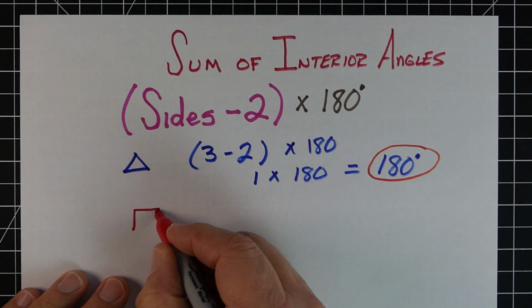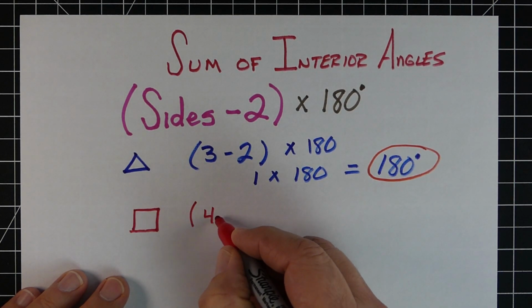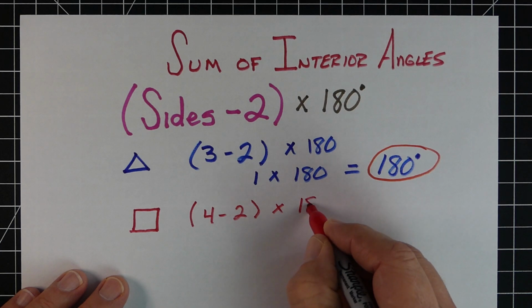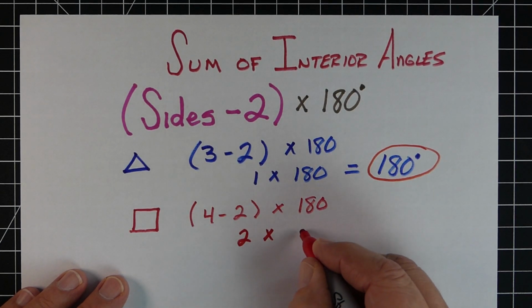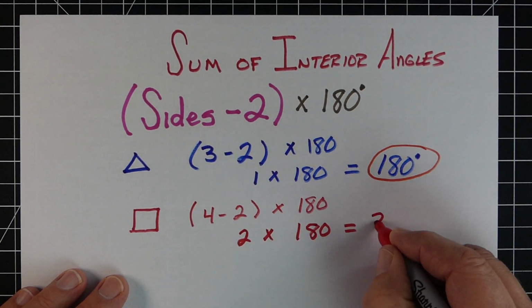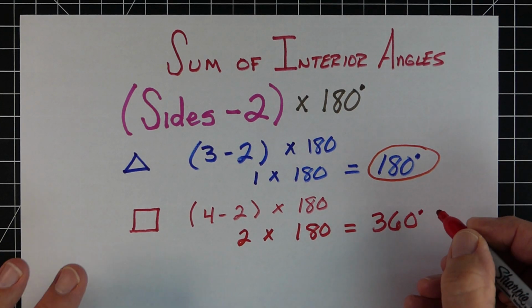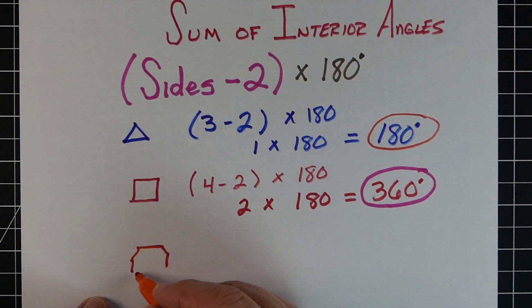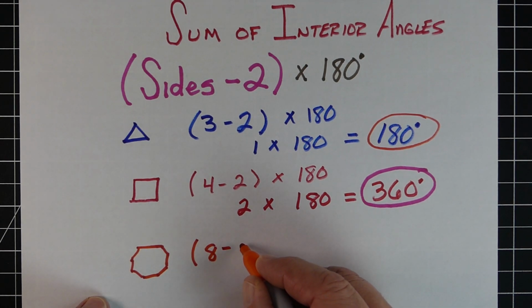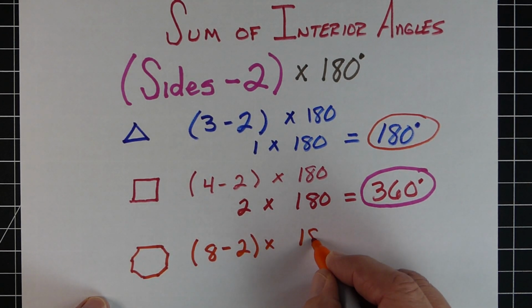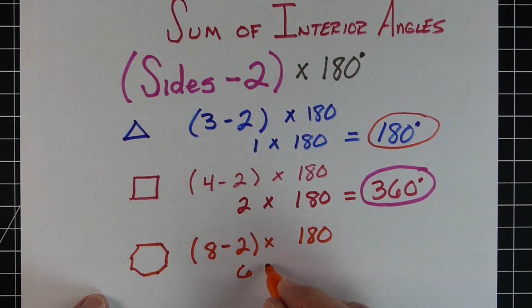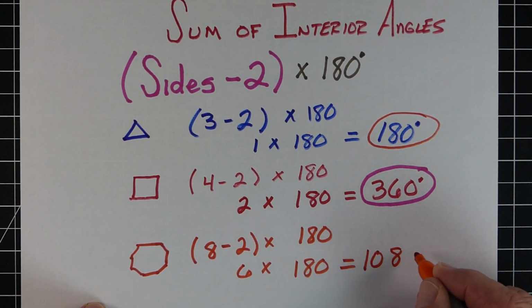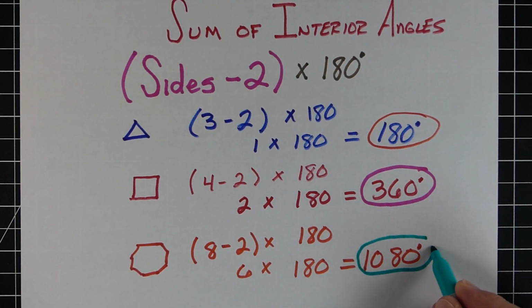A couple other examples, if you had a square, there's 4 sides to a square. We subtract the 2, we get 2, and then we just multiply by 180, and we get 360. And then one last example. Let's say you have an octagon. An octagon has 8 sides, so you would go 8 minus 2, and then you're going to take that times 180. So 8 minus 2 is 6 times the 180, and we're going to get 1080. So that is the sum or the total of all the angles.